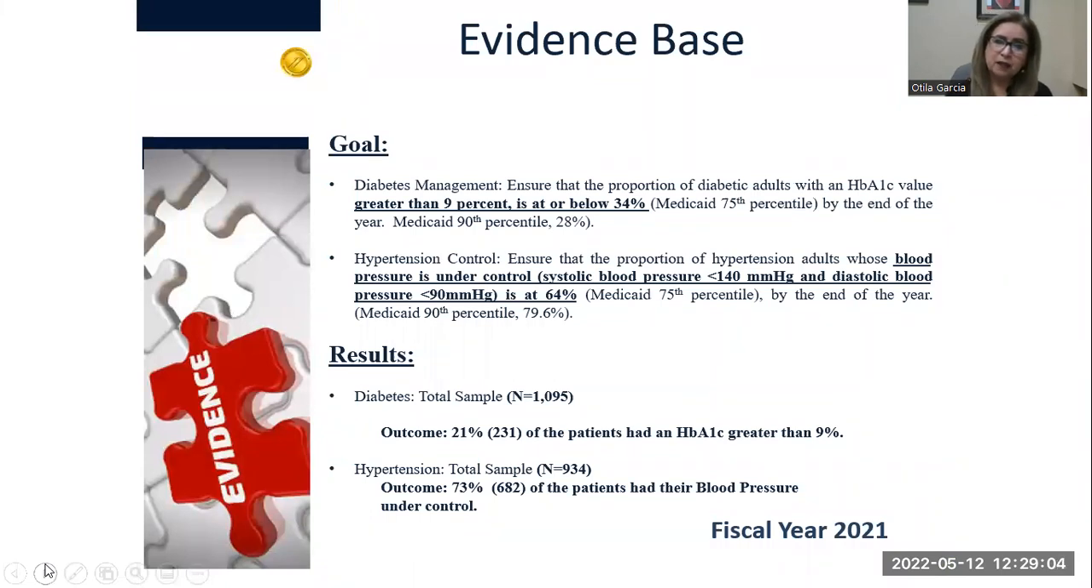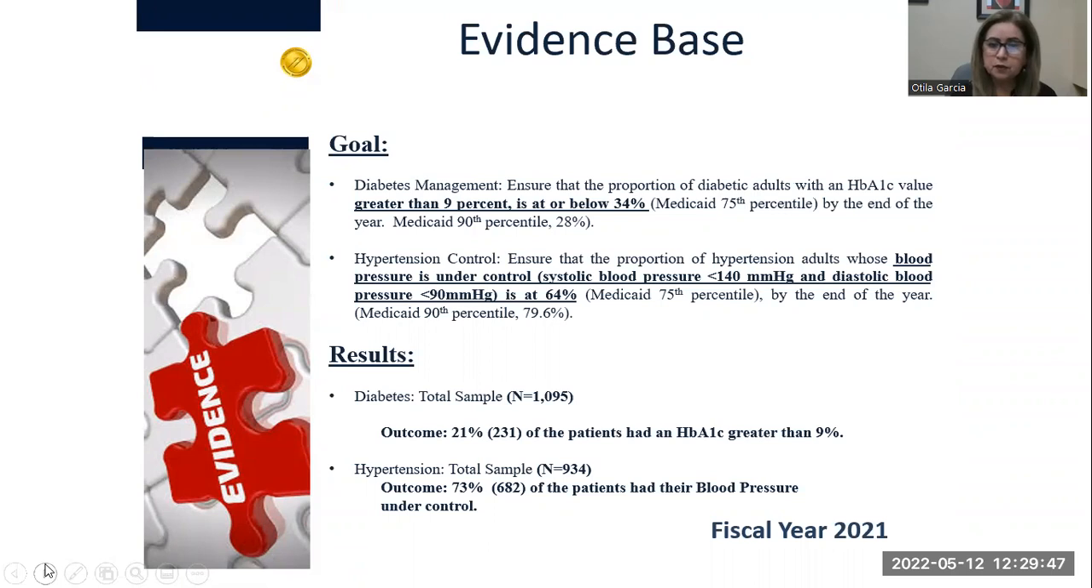This is some of the clinical information to prove that the program is an evidence-based program. We have been collecting data for several years, but this is the latest, 2021. One of the goals was to lower the percentage of patients who have an A1C of 9% or greater to below 34%. And at that time, we had 28%. So we achieved the goal.